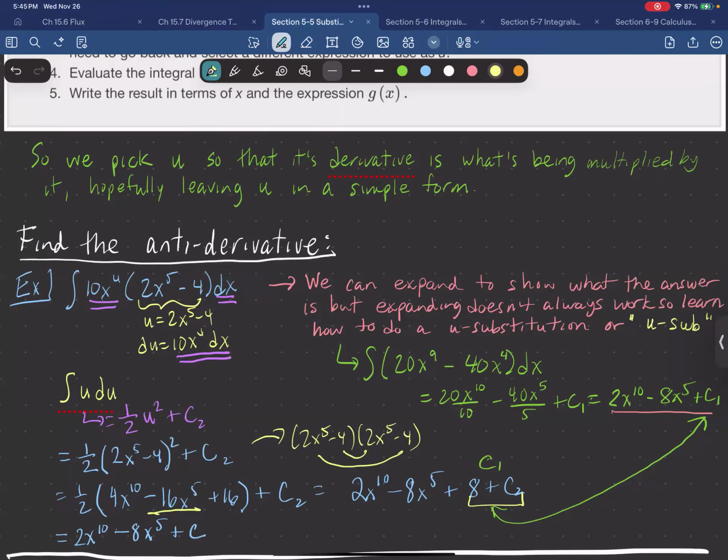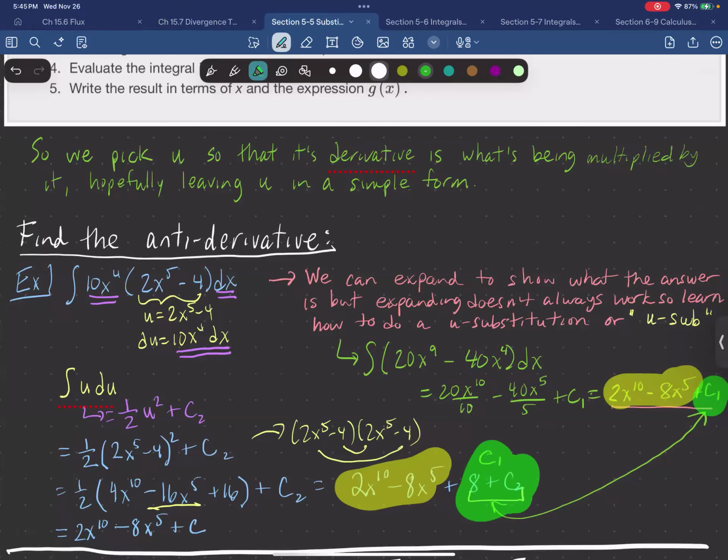So I multiply it out. I still have the 1/2 outside. I distribute the 1/2, and I get 2x to the 10th minus 8x to the 5th plus 8. Now this matches this. So this must match that. So they're different constants of integration the way I did it, but they're still just a constant. I can put them together as one and get the same thing. Okay? Either form works as a correct answer.